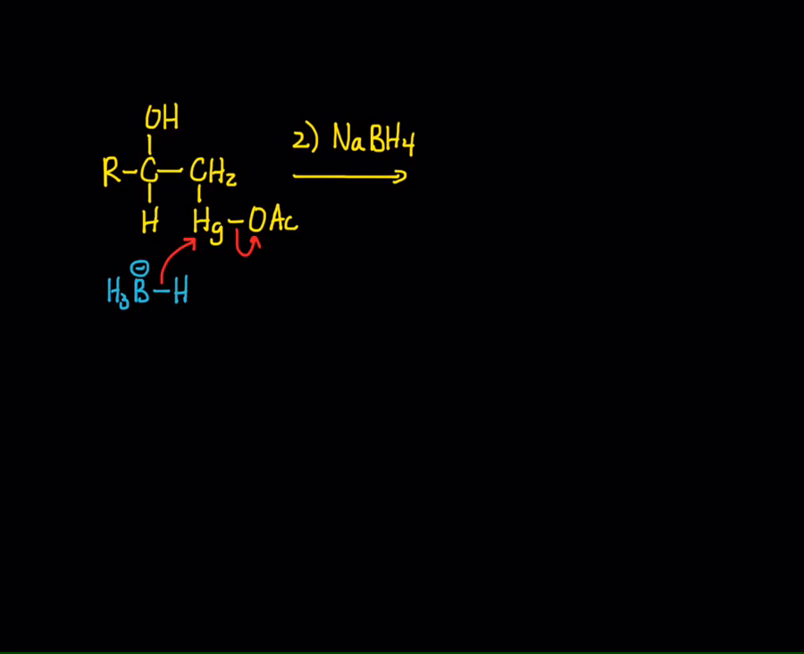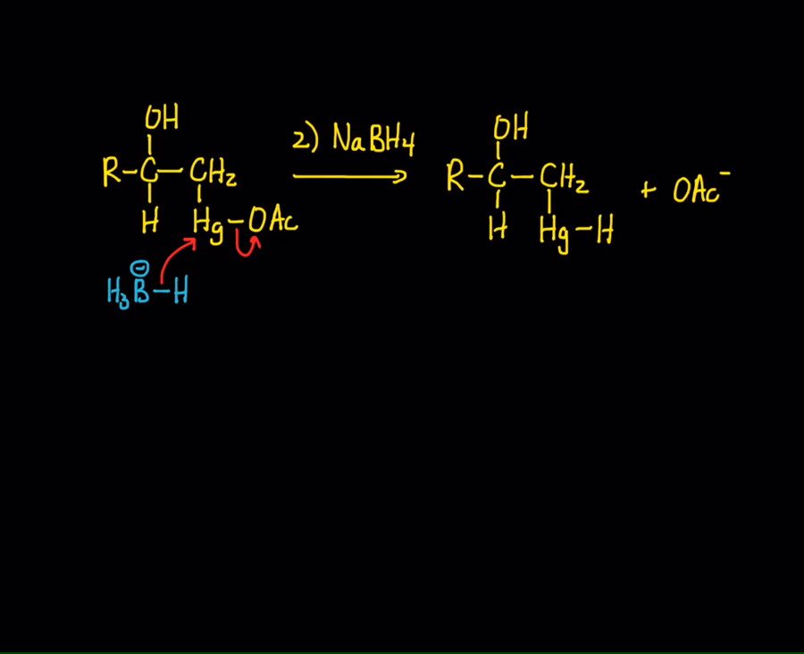So it's going to donate a hydride to the mercury. So it's reducing the mercury. And when it does so, that second acetate ion breaks off. And so what I end up with is now an alkyl mercury hydride.